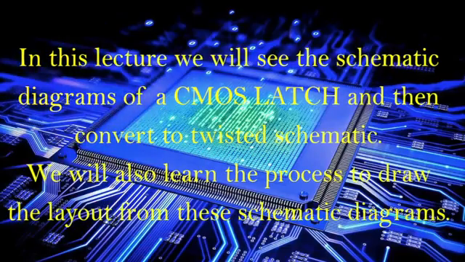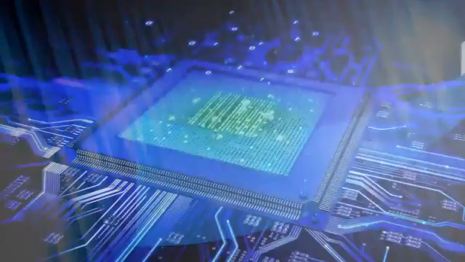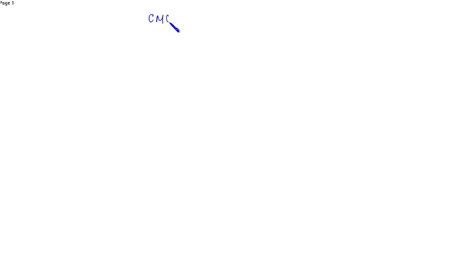In this lecture, we will see the schematic diagram of a CMOS latch, and then we'll draw the twisted schematic and then the layout. So this is a CMOS latch. We all know what is a latch and what is a flip-flop. A latch stores 1 bit of data.